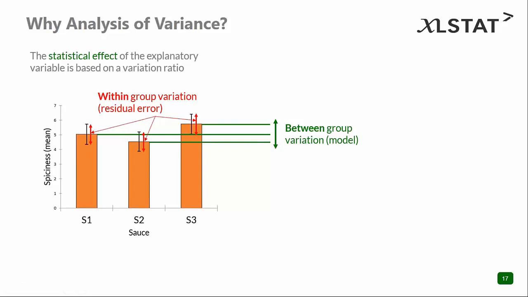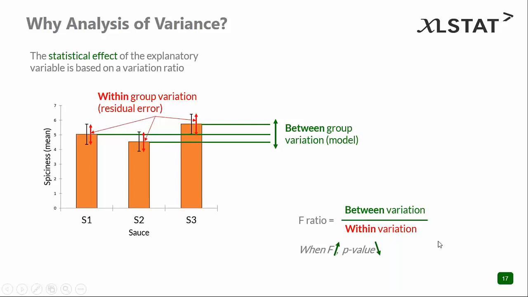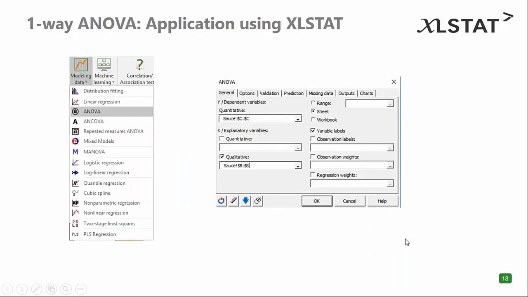The computation is quite simple. You simply compare the variances like this using a ratio we call F. So between group variation divided by the within group variation. And the higher this ratio, the lower the ANOVA p-value, and the more likely we are to reject the null hypothesis of equality of the means. So this is how the p-value will technically be computed.